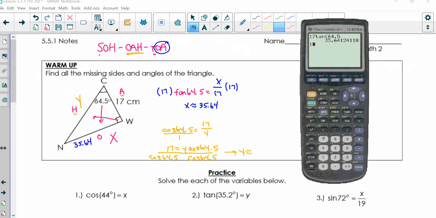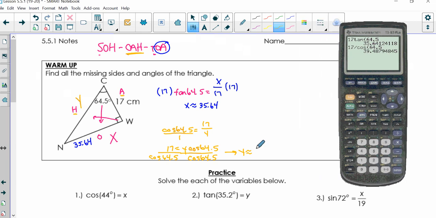And that's going to tell me 17 divided by cosine of 64.5, that this is about 39.49. Okay, so that means that this side is about 39.49 centimeters. This would also be centimeters. I can figure out this missing angle if I do 90 minus 64.5, which gives me 25.5 degrees.